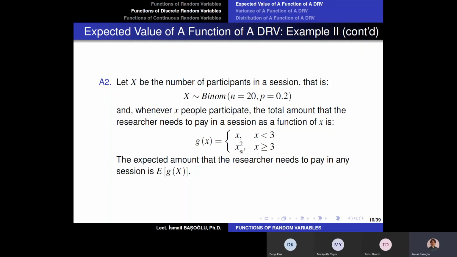So X squared is the reward that I'm going to pay if the number of participants is greater than or equal to 3. So the expected amount that the researcher needs to pay in any session is the expectation of g of X. Now, X is a binomial random variable. Depending on the realization of X, the reward is also going to be a random variable. So the question is asking me the expected amount of reward that I need to pay as a researcher, which is the expected value of g of capital X. So this is the question here.